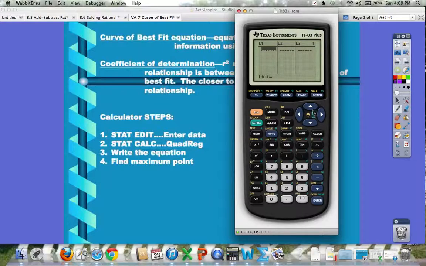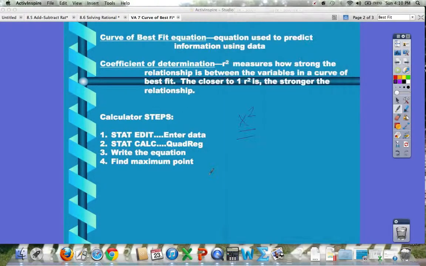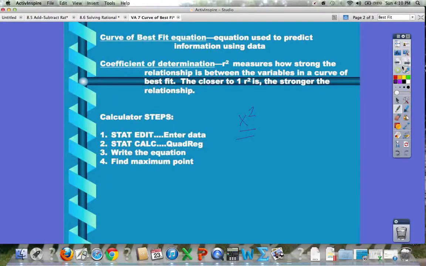All right, so once you have your data entered, then you're going to hit stat, and then it's going to be calc. Let me just show you. Stat calc right here. And then you're going to pick number 5, which says quad reg, quadratic regression. You're going to write the equation, and then you can find maximum or minimum points from there. All right, let's go to the next slide.